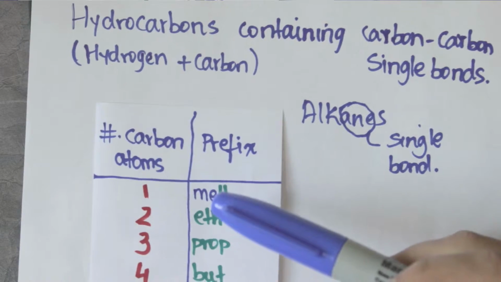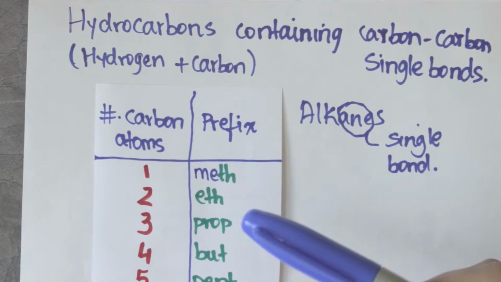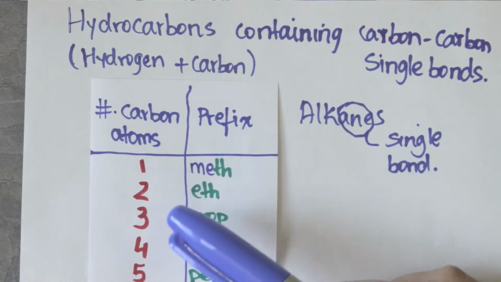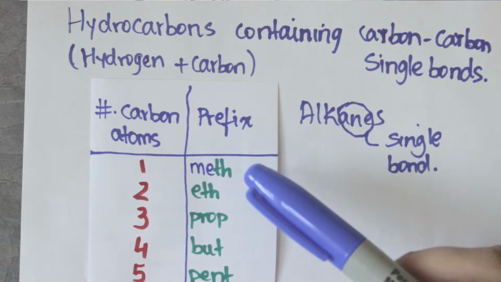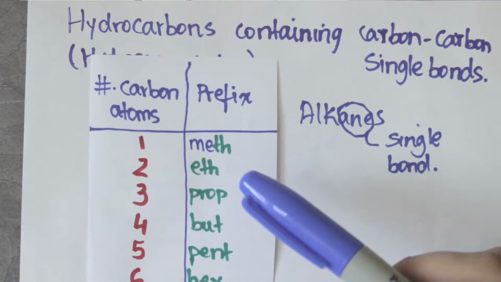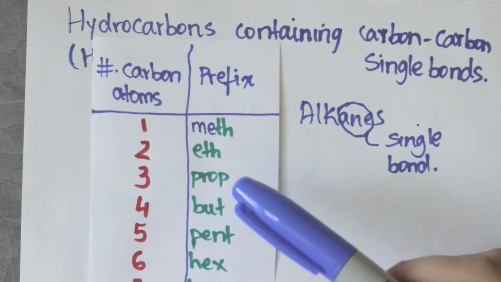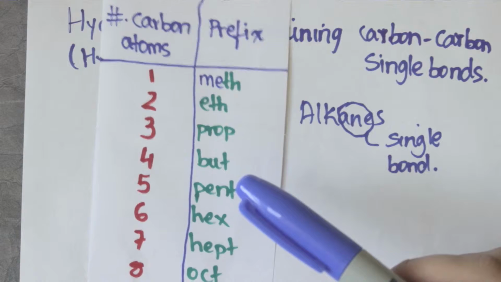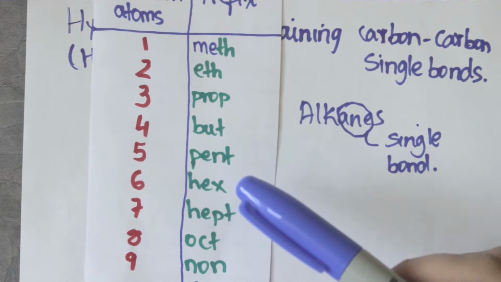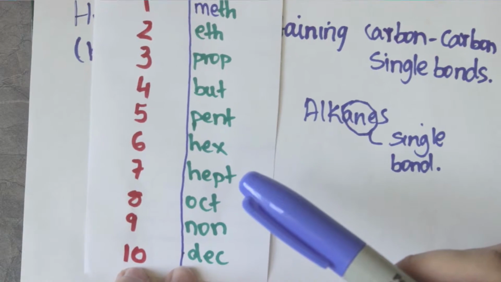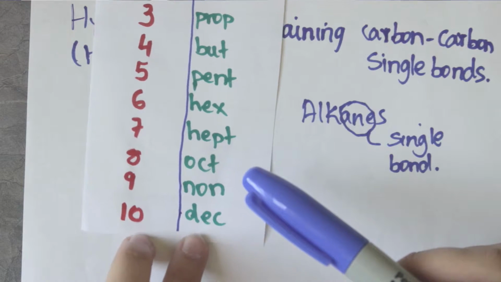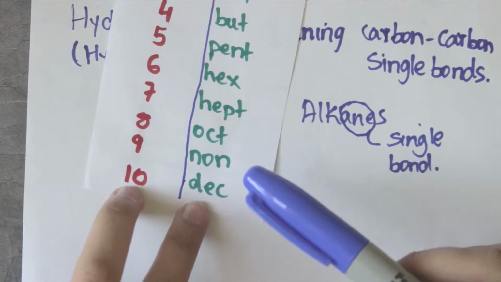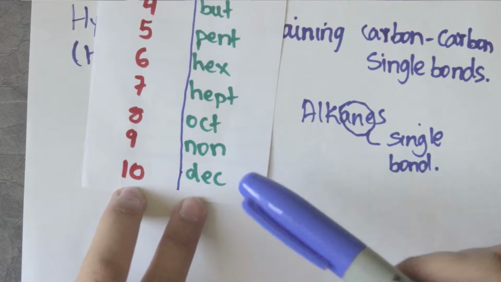So depending on the number of carbon atoms you have, there's a prefix that's assigned. So if you have one carbon atom, the prefix that goes with it is meth. If you have two carbon atoms, it is eth. If you have three carbon atoms, it's prop. If it's four, it's but. Five carbon atoms, pent. Six is hex. Seven carbon atoms is hept. Eight carbon atoms is oct. Nine is non, and then ten carbon atoms is dec.